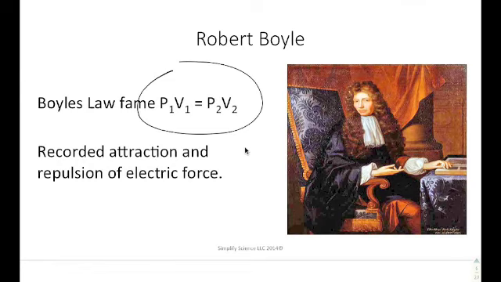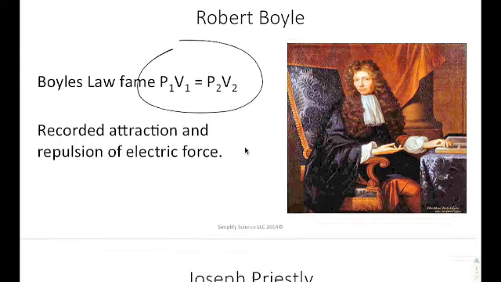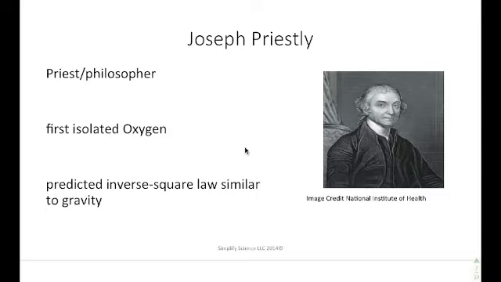That led to the work of Joseph Priestley. Joseph Priestley was a famous priest slash philosopher who was very famous because he was the first one to isolate oxygen from air, before people just thought of air as being air instead of having different components in it. So Joseph Priestley was the first one to say, okay, well, there's other stuff in there, and I've actually isolated oxygen, which is crucial to human survival.